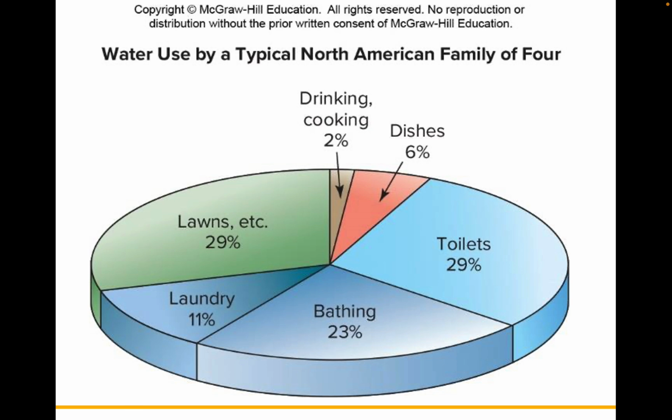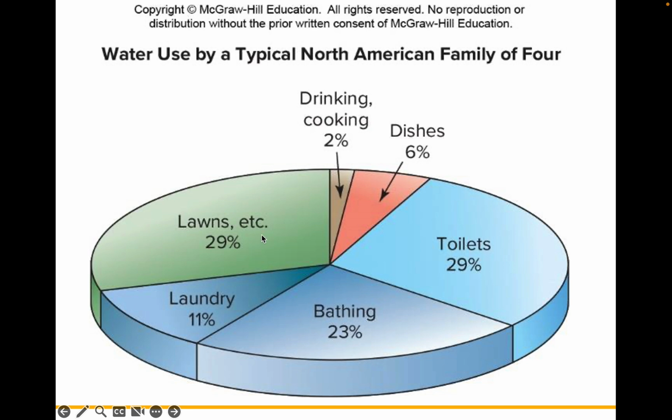Here's another way of looking at a similar data set. This is for a North American family of 4. And this one has the 2% of water for drinking and cooking, 6% for dishes, 29% for toilet flushing, 23% for bathing, 11% for laundry, and 29% for lawns.